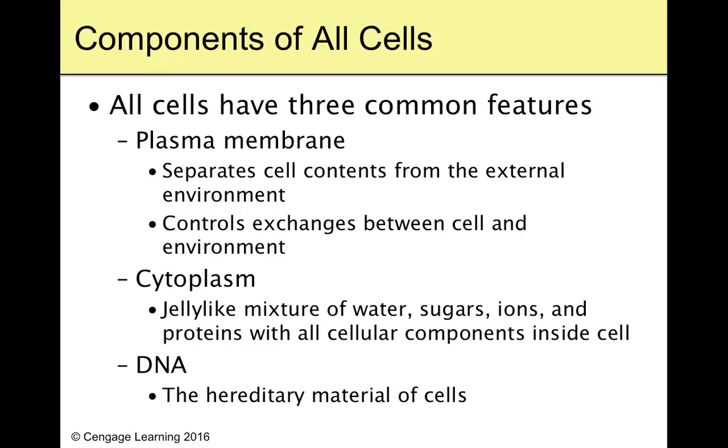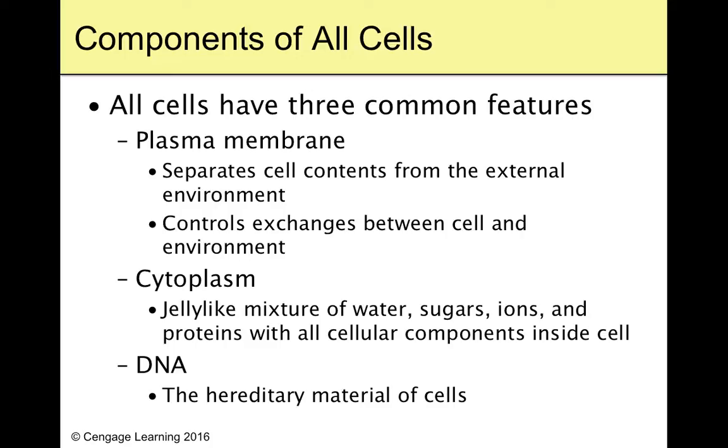The first is a plasma membrane. You guys might have learned this as a cell membrane, and all it is is a barrier. It separates the inside of the cell from the outside of the cell. It does get a little more fancy than that, but for now, just know that it's a barrier from the outside of the cell to the inside of the cell. It controls exchanges between the cell and its environment. It lets certain things in, it lets certain things out, that kind of stuff. It's important to have that.